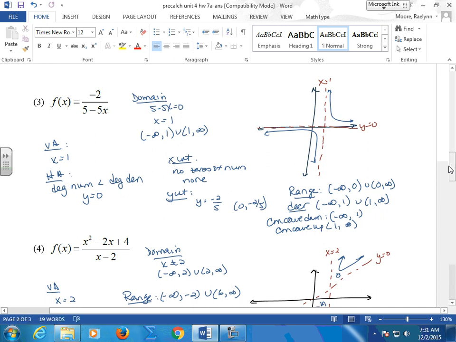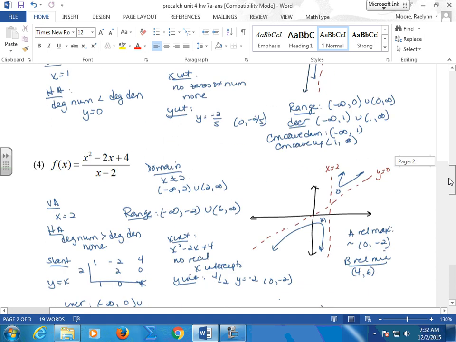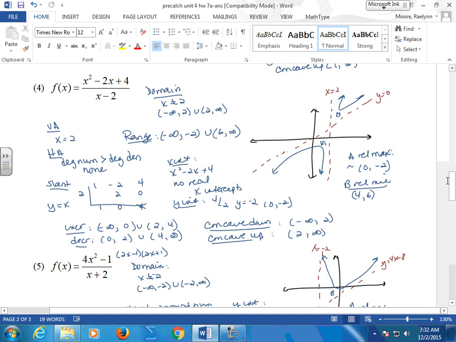Concavities, everybody okay with this? Range good? Increasing, decreasing? Okay. They're both decreasing segments. Good? Okay. All right. Another slant one we had.